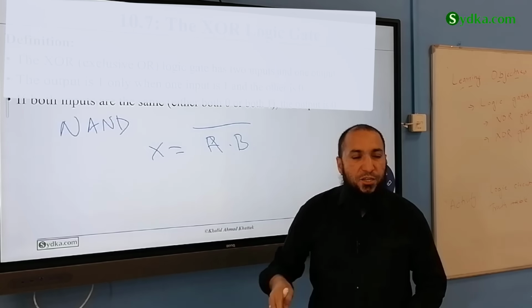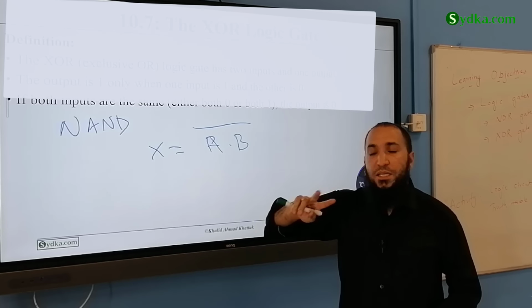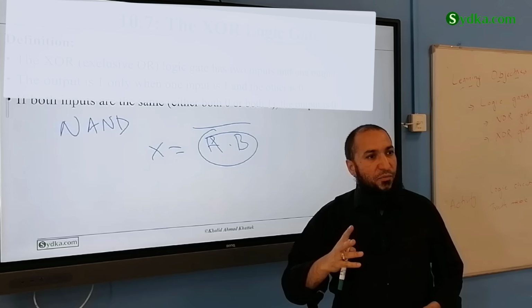Bar on top. Good. A dot B and bar on top. That means we get the AND gate first, the value of the AND gate.